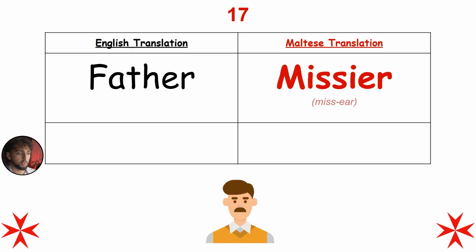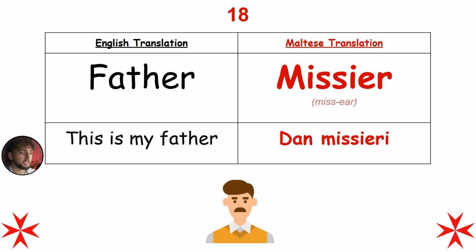Misir, which, as you can see on the screen here, is the word for father. And to say, this is my father, we say, Dan misiri. Dan misiri. Once again, let's just take a quick look at the attached pronouns just to get them into your head.